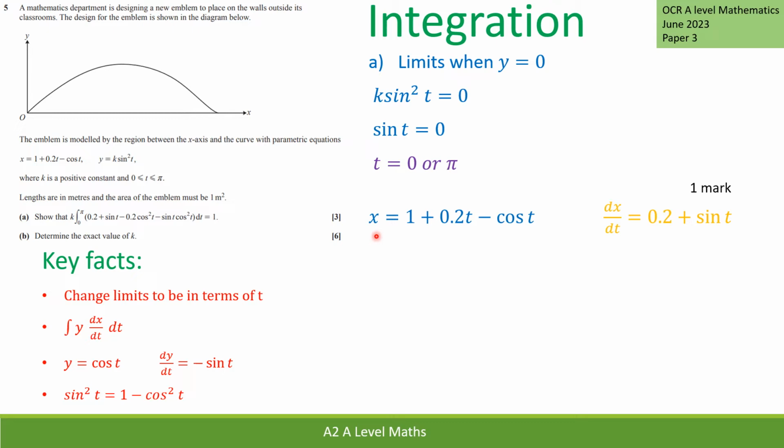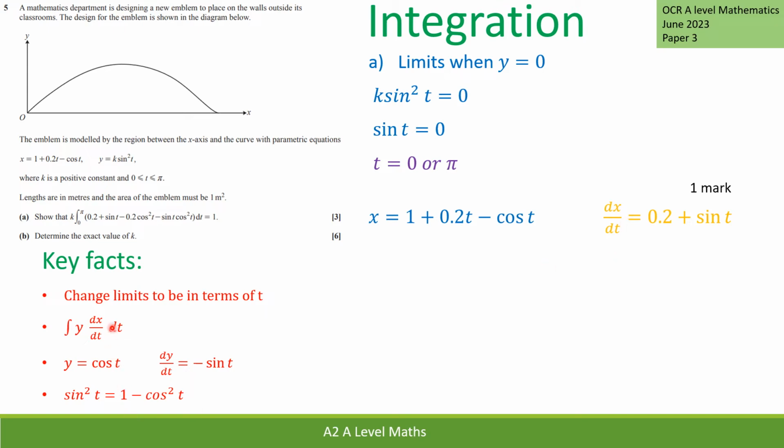Now the first part of this, we have got to use the formula here, the integral of y dx by dt dt. So I'm going to work out the value of dx by dt. We're told that x is equal to 1 plus 0.2t minus cos t. So differentiating this function here, the differential of 1 just disappears. The differential of 0.2t becomes 0.2. The differential of minus cos t becomes plus sine t. And this will give you 1 mark for differentiating x with respect to t.